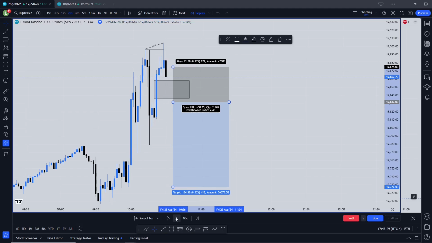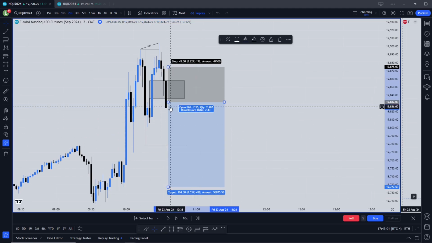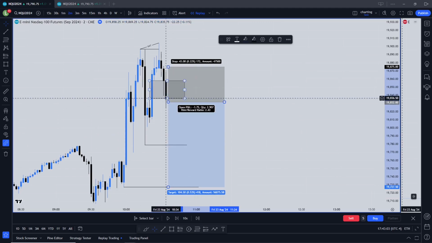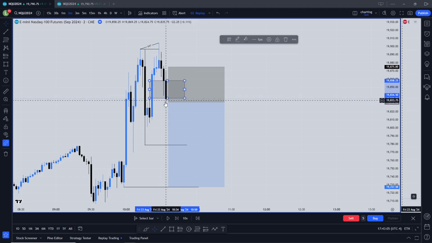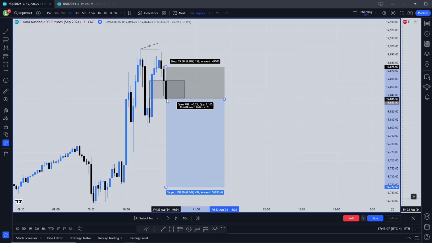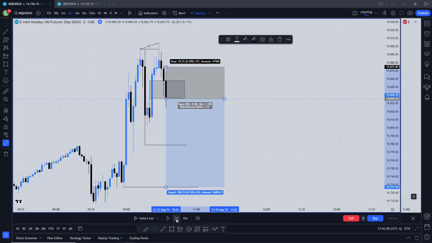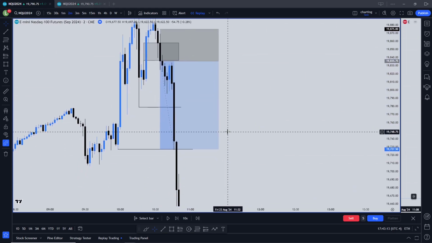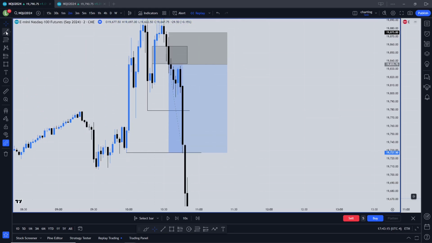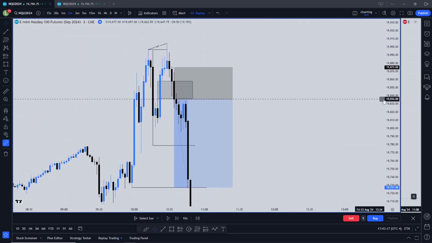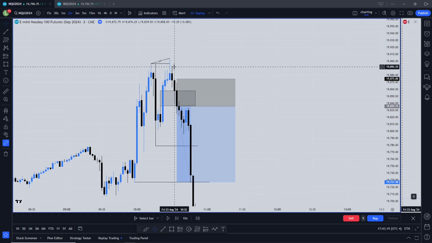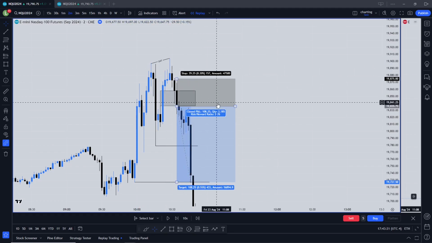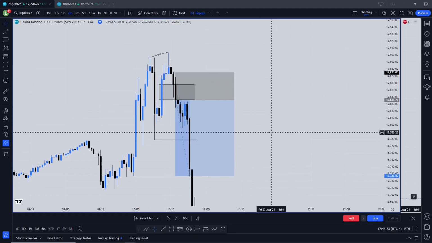Now let's see how this trade plays out. You can see like my strategy, right? We would enter off of this close below this fair value gap. You can see, boom, hits full TP, and that's it. SMT divergences are not that complicated.